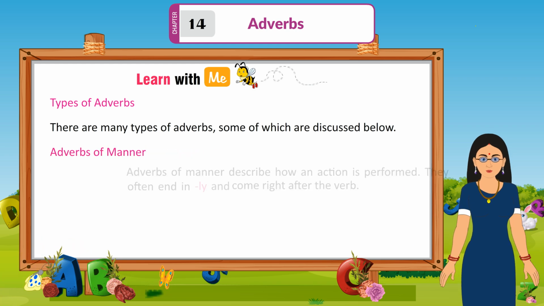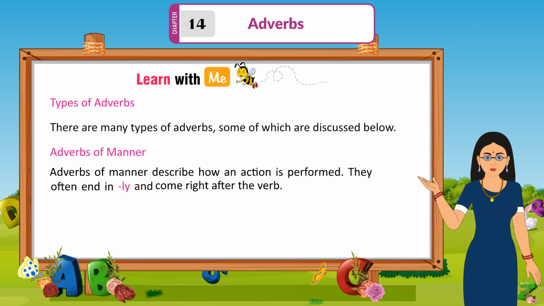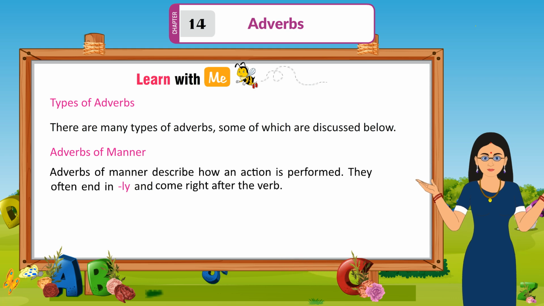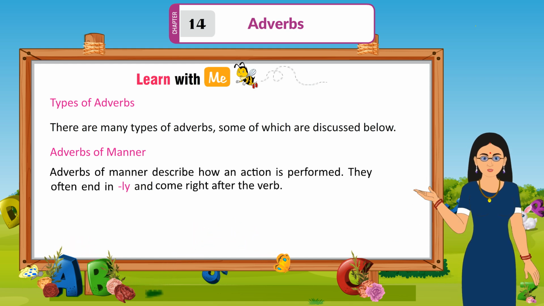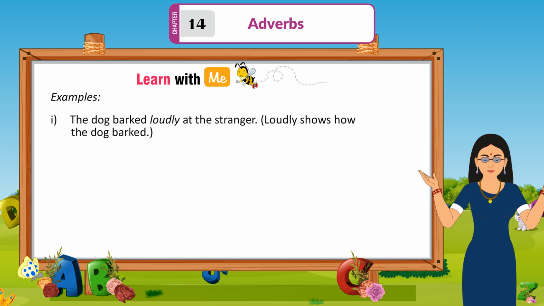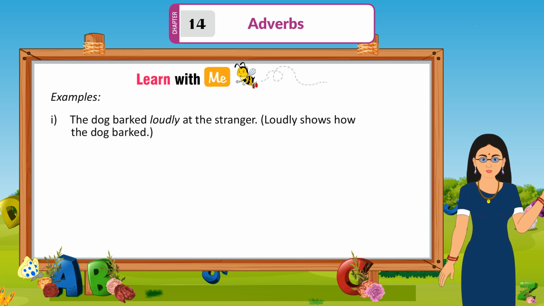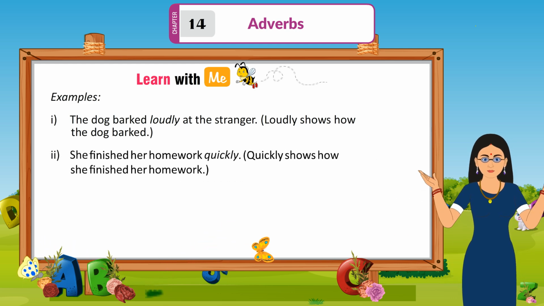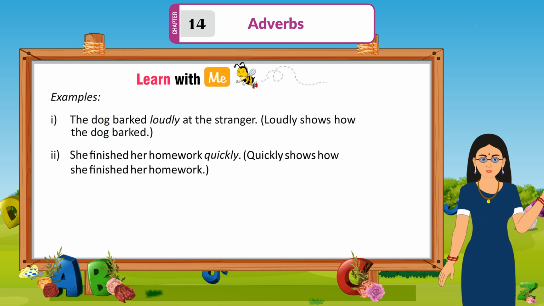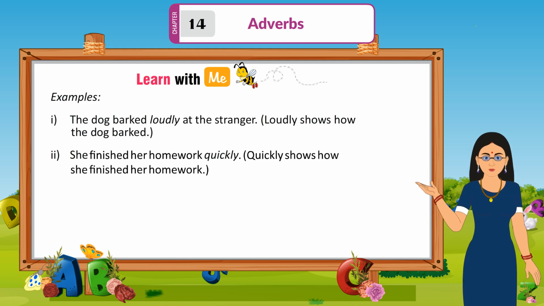Adverbs of manner. Adverbs of manner describe how an action is performed. They often end in ly and come right after the verb. Examples, the dog barked loudly at the stranger. Loudly shows how the dog barked. She finished her homework quickly. Quickly shows how she finished her homework.